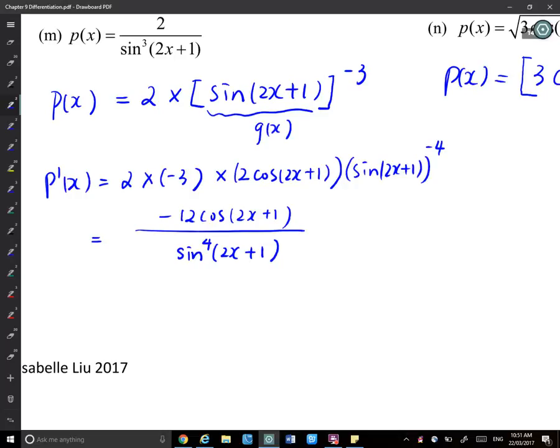Any questions about this? Try to make things into power form, because if it's in power form, it's so easy for me to derive. I can use the chain rule directly. Chain rule: g(x) to the power of n gives n times g dash x times g(x) to the power of n minus 1. Three components: the original power, times the derivative of that function, and reduce the power by 1. Three steps.